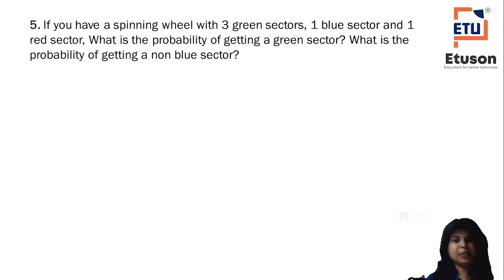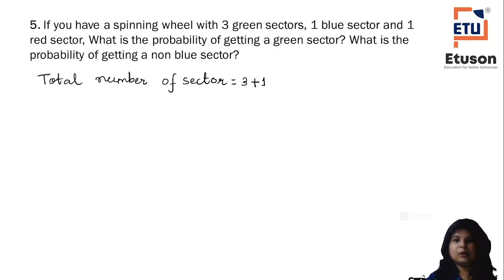If you have a spinning wheel with three green sectors, one blue sector and one red sector, what is the probability of getting a green sector? So first, let us write down the total number of sectors, because that gives you the total number of outcomes. So the total number of sectors is nothing but the summation of all these colored sectors, that is 3 for green sectors, 1 for blue sector and another 1 for red sector. So in total how many sectors are there? There are 5 sectors. Now out of which how many are green? 3.